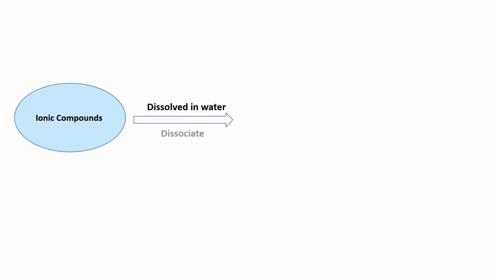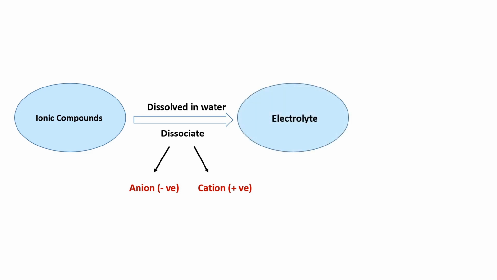So, the story starts with ionic compounds, which when dissolved in water get dissociated into their respective anions and cations. Anions are negatively charged species and cations are positively charged species. When an ionic compound is dissolved in water, it is known as an electrolyte, that is, a solution which can conduct electricity.